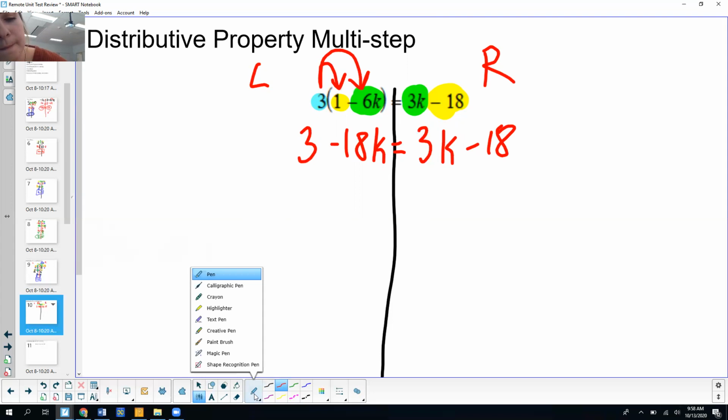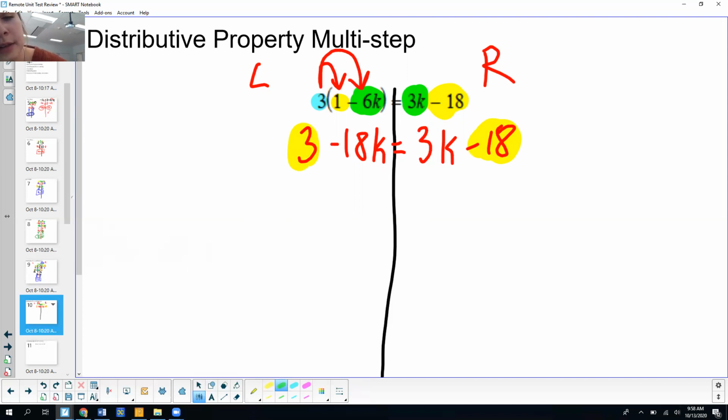All right. I'm going to grab my highlighter. I'm going to highlight my constants. I'm going to highlight my variables.